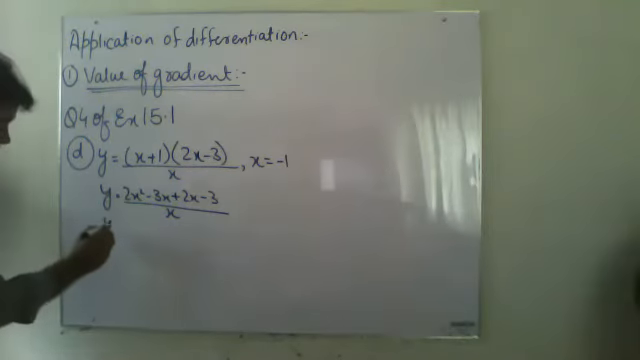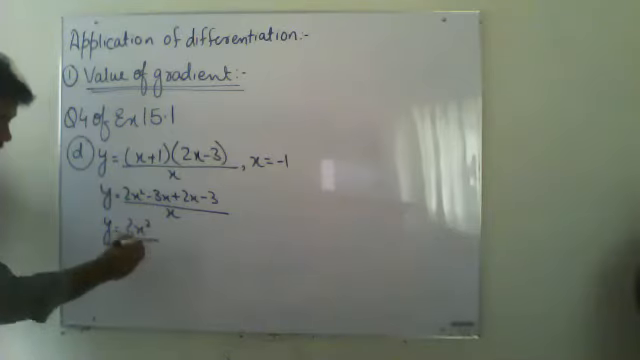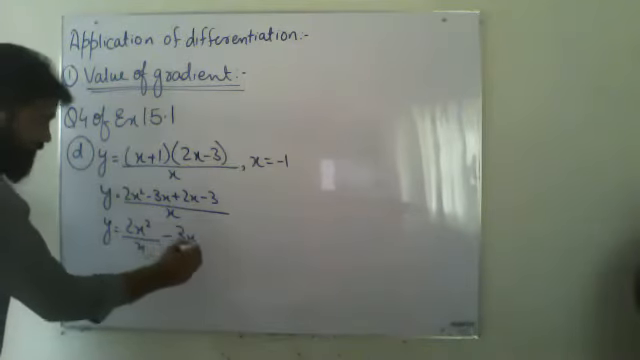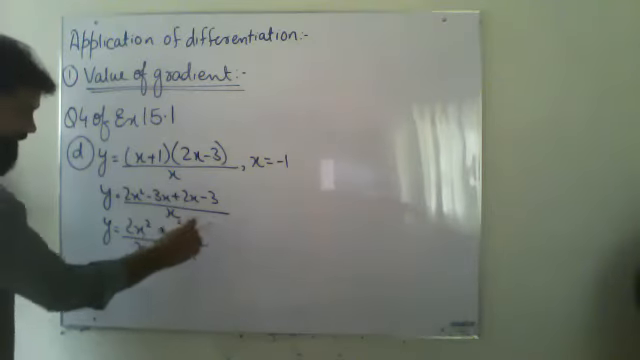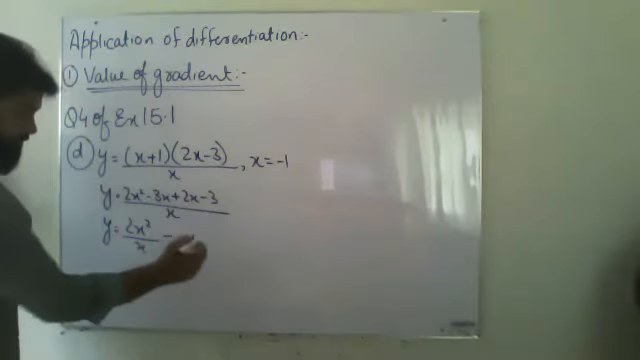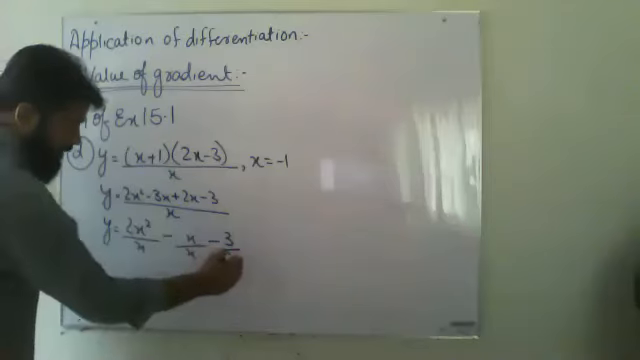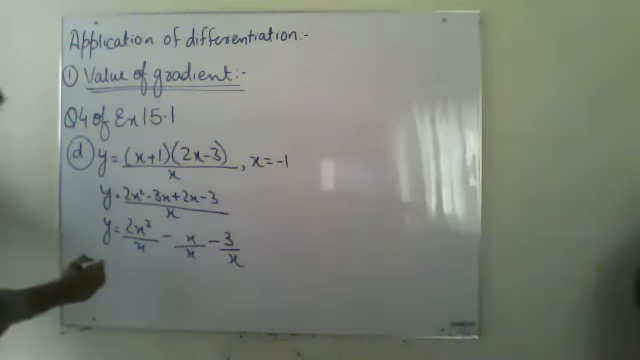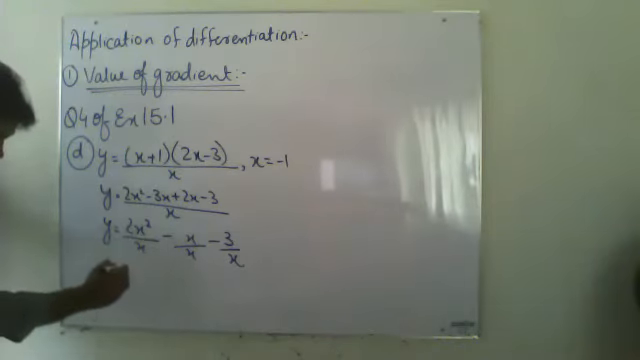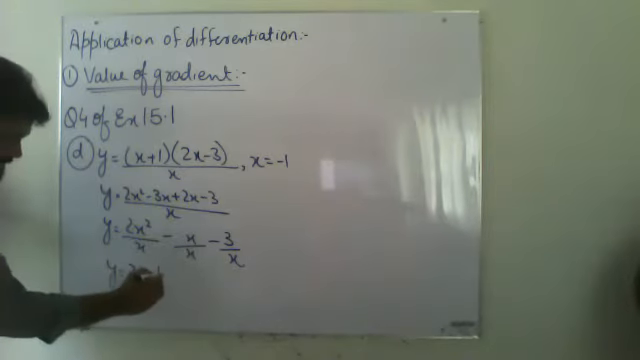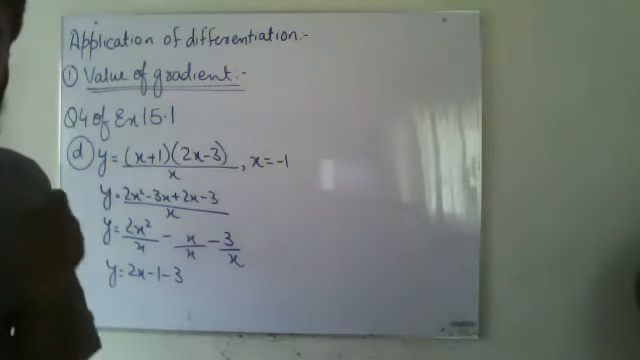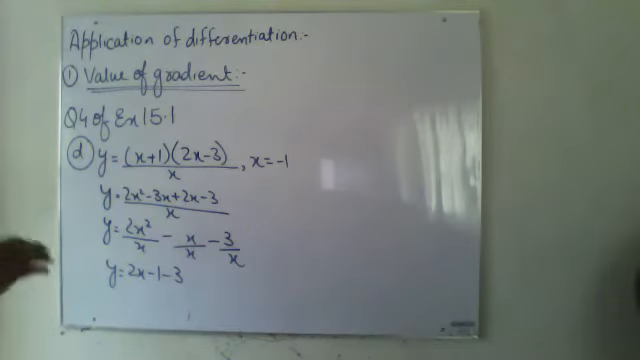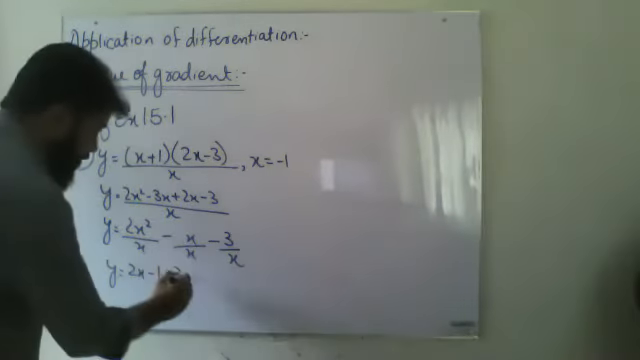Okay. I'm further simplifying it. y equals 2x squared over x minus 3x over x. Minus 3x plus 2x will become minus x, and minus 3 over x. Simplifying it, y equals 2x minus 1 minus 3 over x. I've told you that in differentiation, if a single-term variable is in the denominator, we will shift it into the numerator.